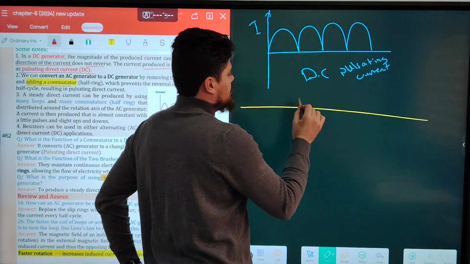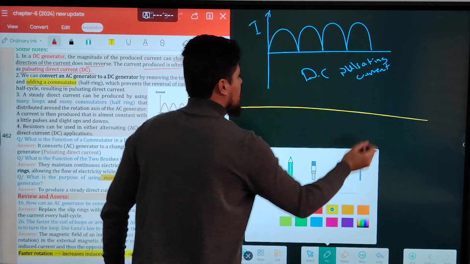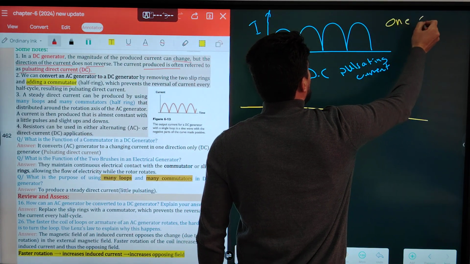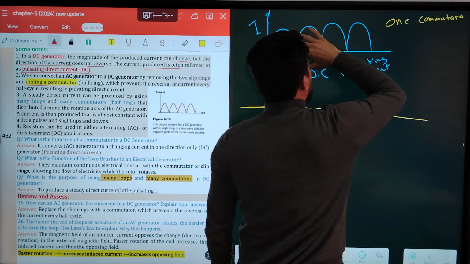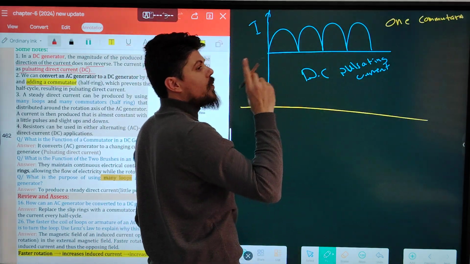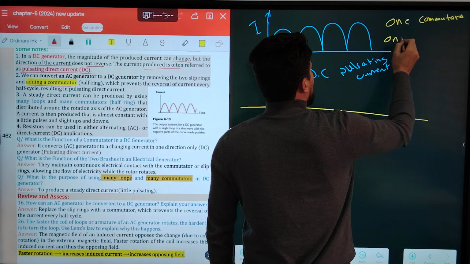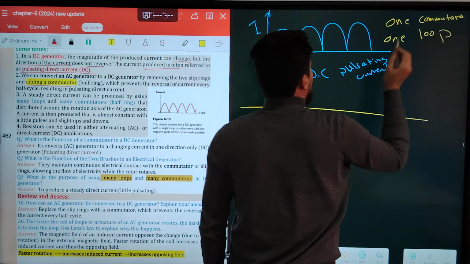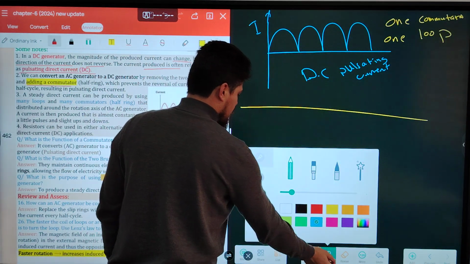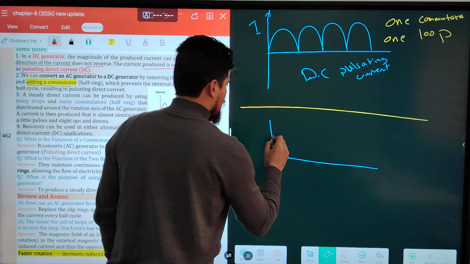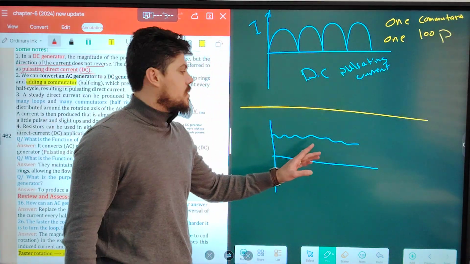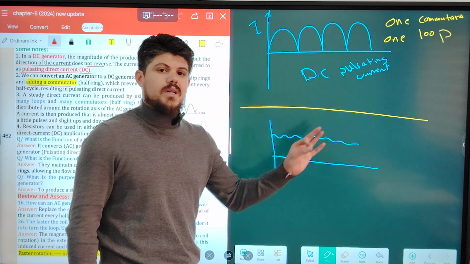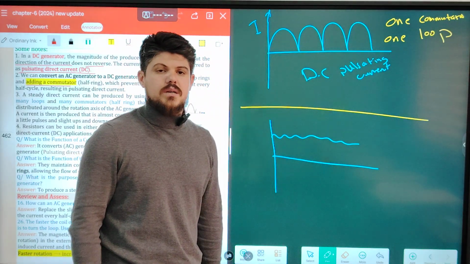Okay, but in this case we have only one commutator. How many commutators do we have in this figure? We have one commutator and one loop. But if you see this, with a little pulse, we cannot say this is perfect directed current. This is not perfect directed current, guys.